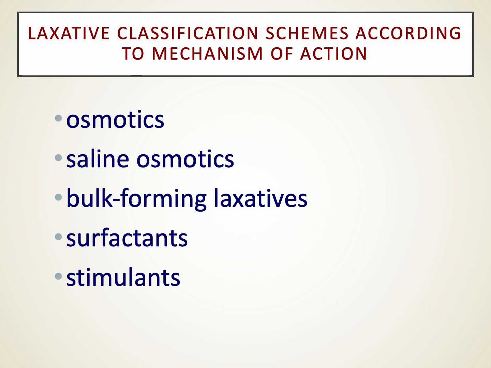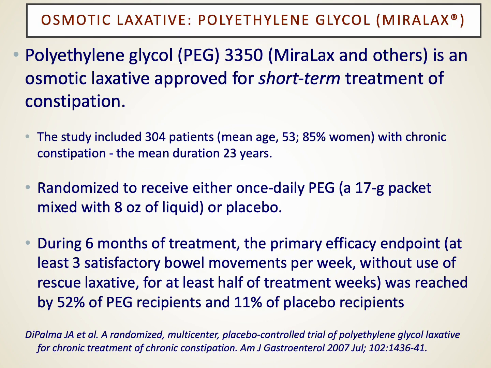There are a number of different classifications for laxatives, and we'll talk about these, whether it's an osmotic or a saline osmotic laxative, bulk-forming, a surfactant, or a stimulant laxative. And we'll talk a bit about each of these classes. First of all, polyethylene glycol, or Miralax, is probably the most common laxative we see used now, as first-line therapy. And it's an osmotic laxative.